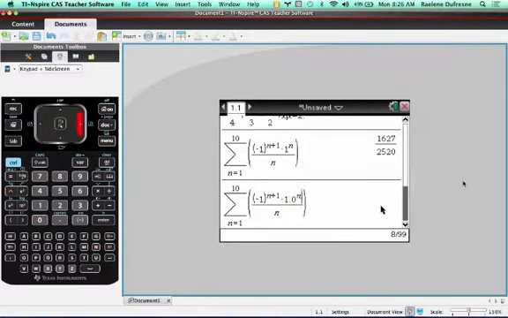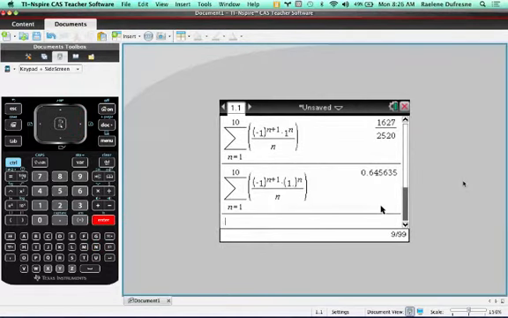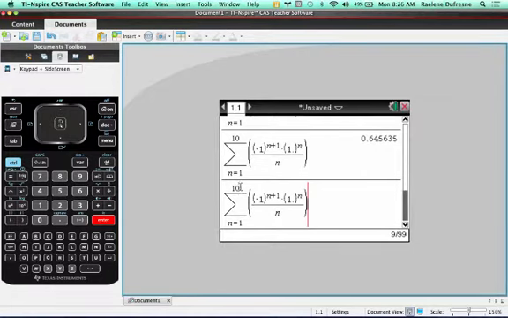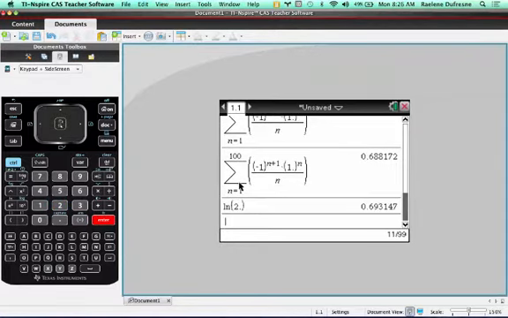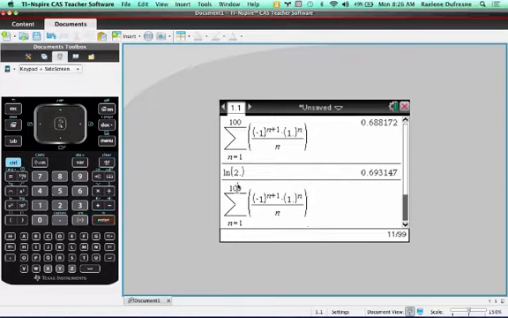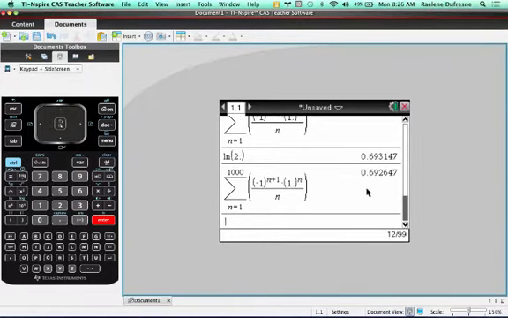And 1.0 to the n is still 1.0, so we get 0.6453. If we take more terms, 100, then we get 0.688. Let's just remind ourselves what the ln of 2 is approximately equal to. Okay, so we need a few more terms, maybe take 1,000 terms. And we're starting to get, the first 2 decimal places are the same.